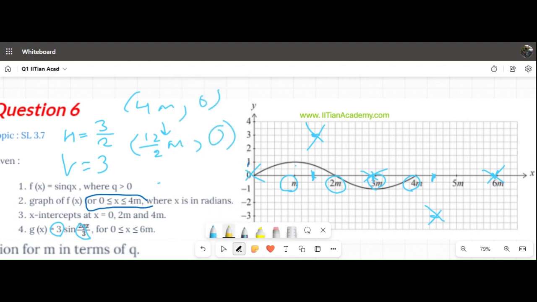So our function should look something like this. Okay, so it's been stretched out quite a bit, and is somewhat larger than our previous function.